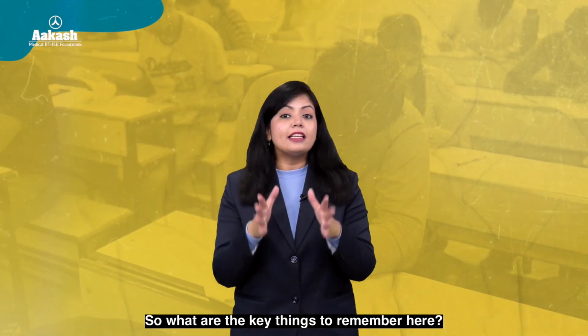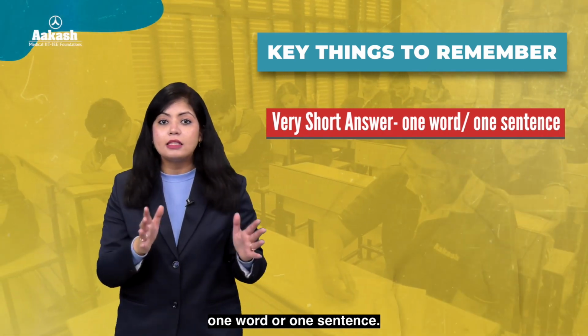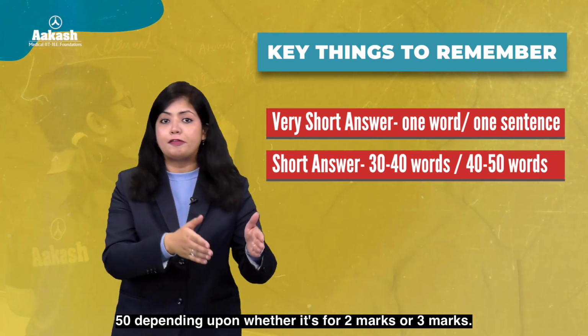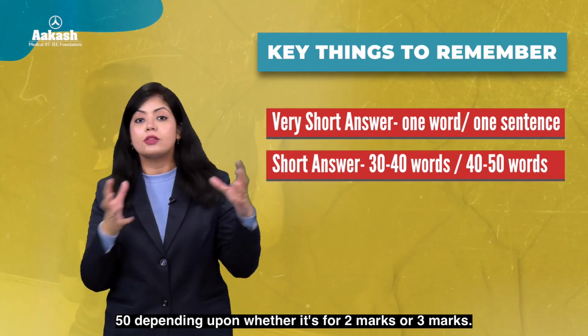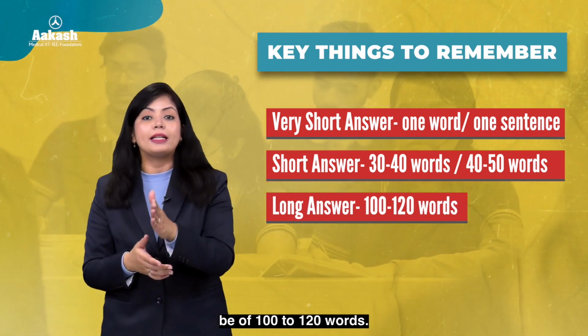So what are the key things to remember here? Very short answer questions should be 1 word or 1 sentence. Short answer questions should be of 30 to 40 or 40 to 50 words depending upon whether it's for 2 marks or 3 marks. And the long answer question should be of 100 to 120 words.